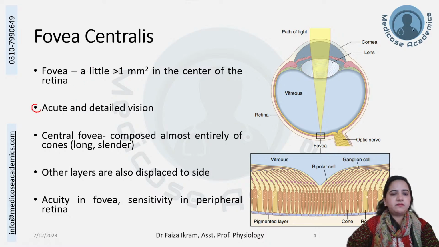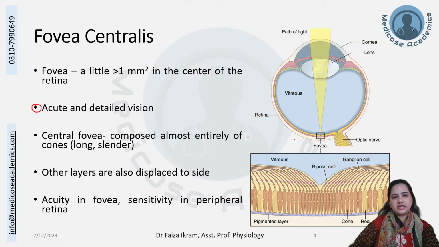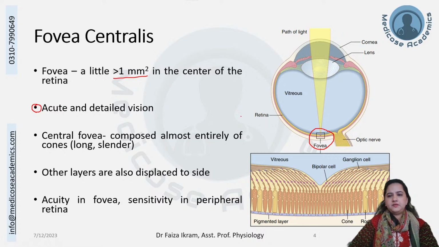This is responsible for acute and detailed vision. Where can we find this fovea centralis? We can find it in the center of retina, almost 1 millimeter square surface area. This is fovea centralis. If we look at its histological characteristics, we will find only the cones inside the fovea centralis, which are responsible for detailed color vision. There are no rods present in the fovea centralis.